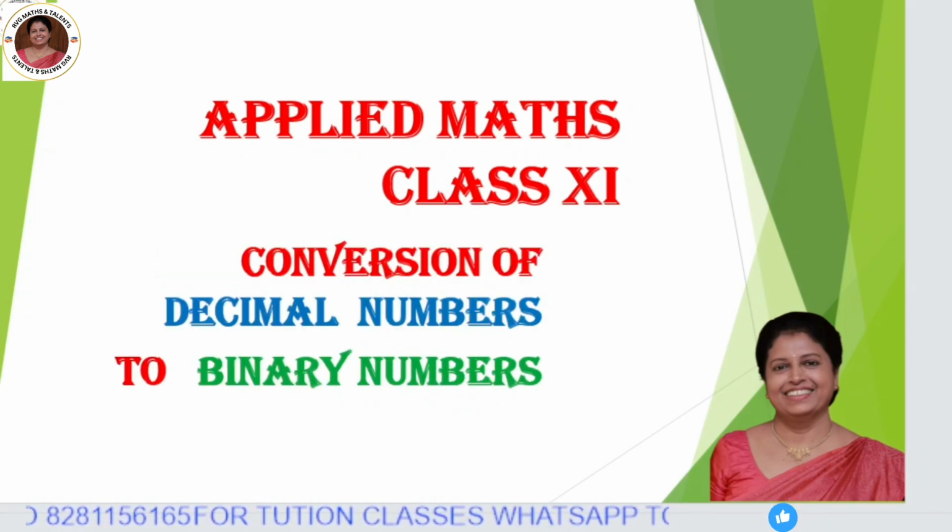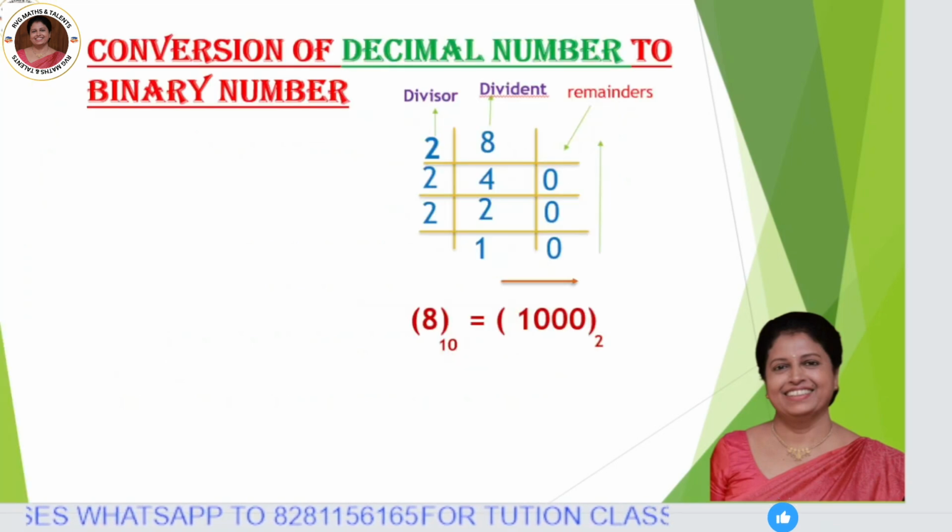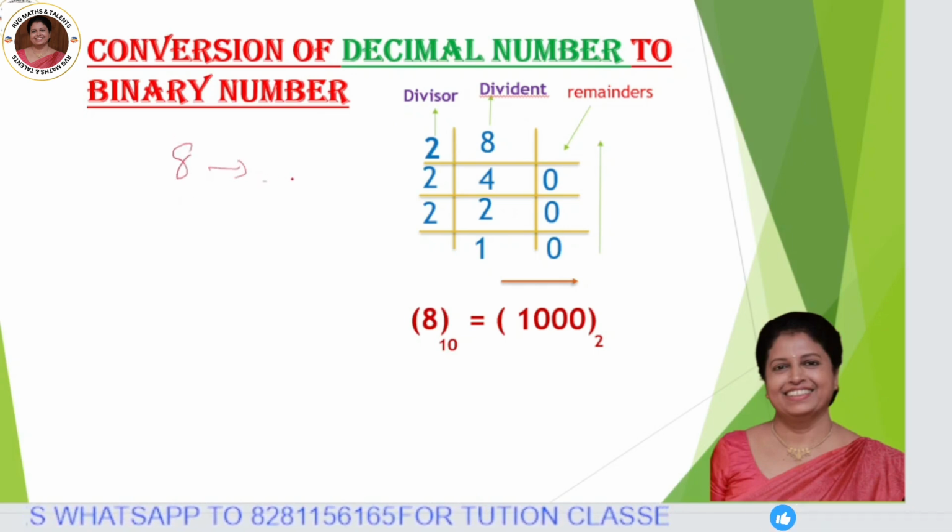Here, in this lesson, we are doing conversion of decimal numbers to binary numbers. I think all of you have studied what binary numbers and decimal numbers are. Now let us consider conversion of decimal numbers to binary numbers. Let us consider the decimal number 8. We have to convert this to a binary number.